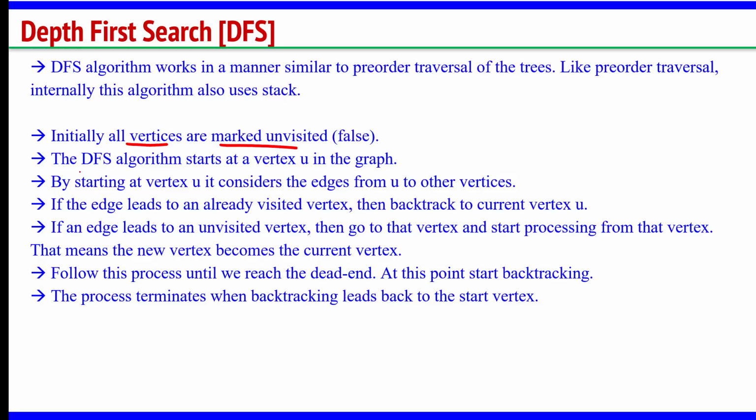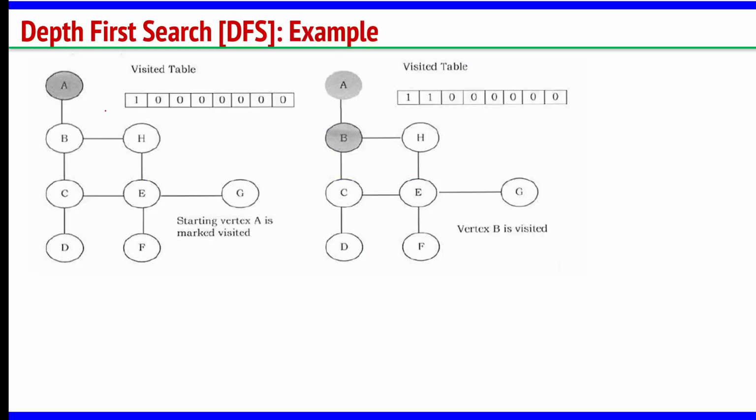Okay. Then the DFS algorithm starts at a vertex u in the graph. I can start from any vertex u in the graph, right. By starting at vertex u, it considers the edges from u to other vertices. So, when I start from A, what is the only path I have? I can go to B only.